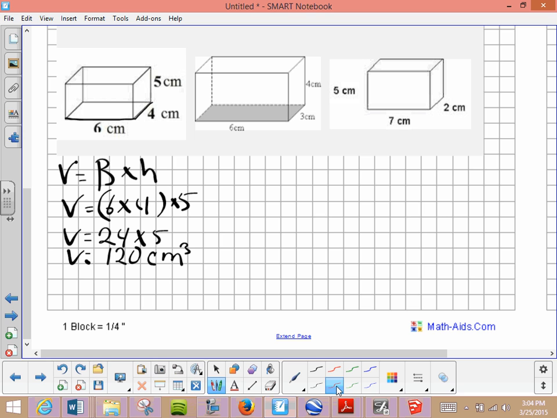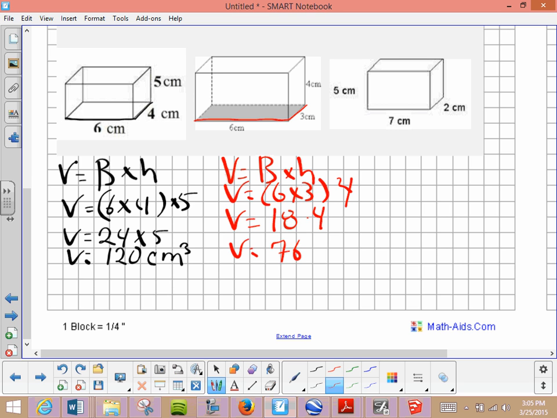And then the next one is the same thing. Area of the base times the height. So the area of the base is 6 times 3, and then times 4. It's shaded. It tells you that's the base. So 6 times 3 is 18. 18 times 4, what do I get? 72. Centimeters, what? Cubed, yes.